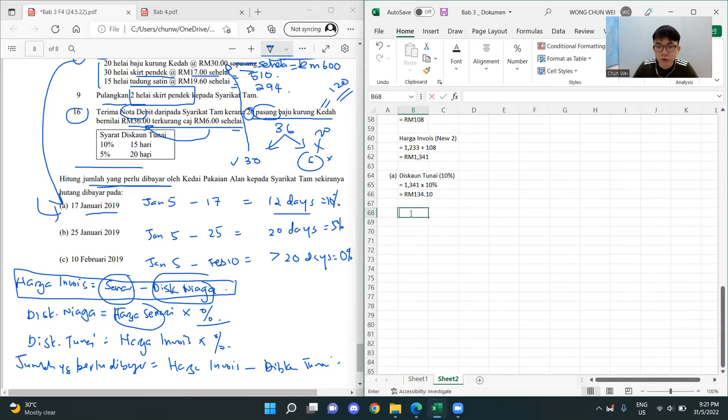Okay, so here jumlah yang perlu dibayar, so you use the harga invoice 1341 minus the discount tunai, which is 134 and 10 cent. So you get RM 1206.90. This is a jumlah yang perlu dibayar if I pay on 17th of January. But what about B?